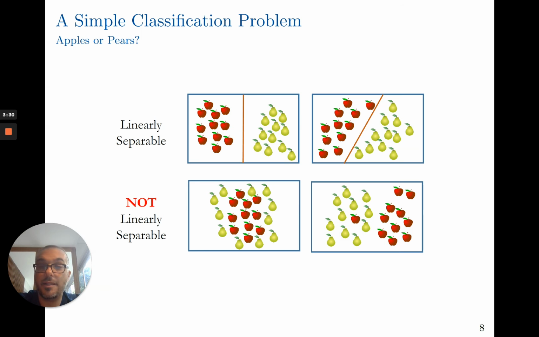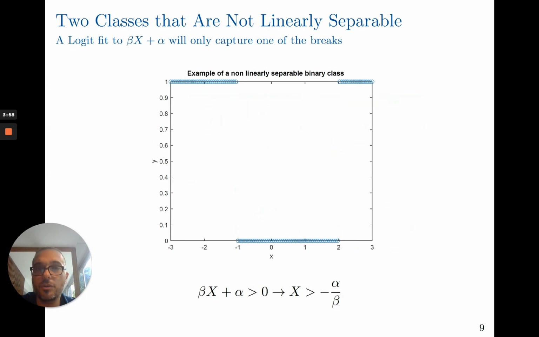But the plots below are not linearly separable. You cannot draw just a single line and perfectly classify apples and pears. So these are more complicated problems, and these are problems that appear in classification and in large dimensions. So we need more complicated methods. Here, imagine that we want to fit a logit to this data. We have two classes, 0 and 1, but they are not linearly separable.